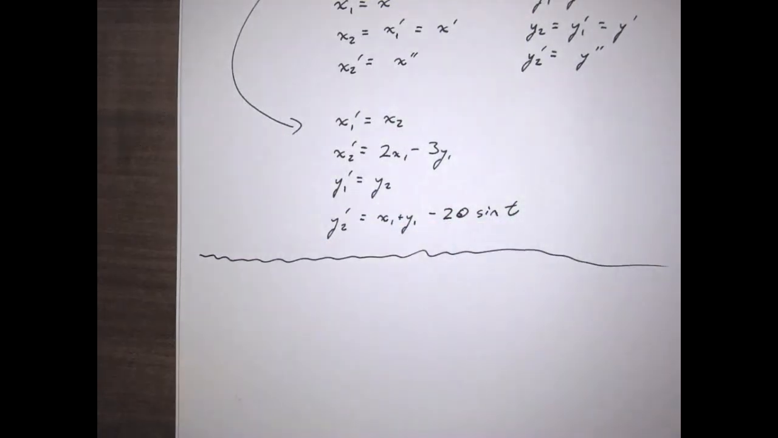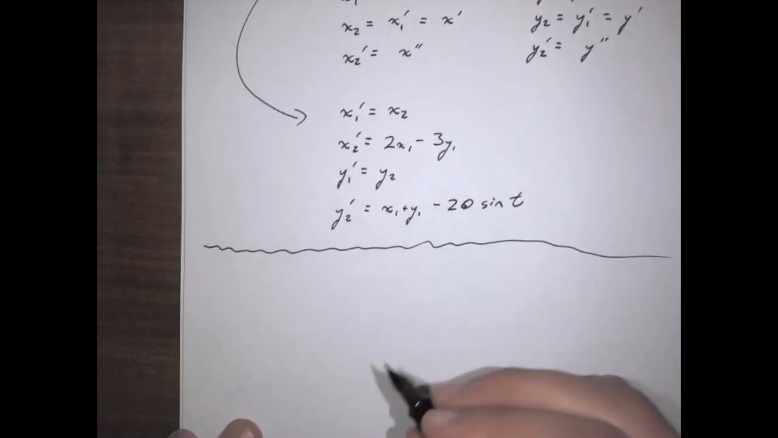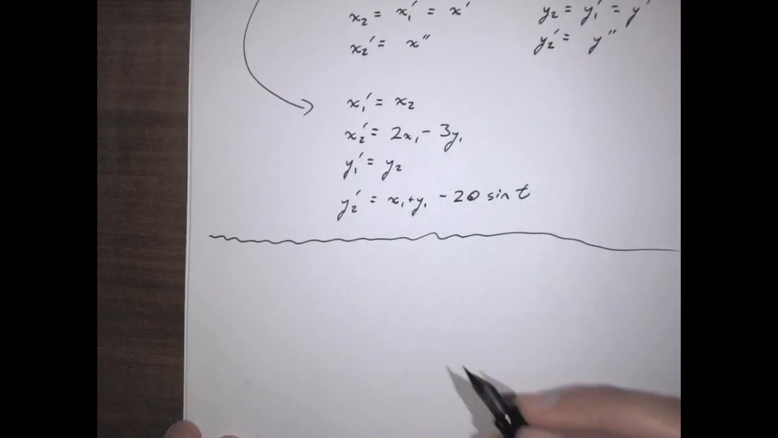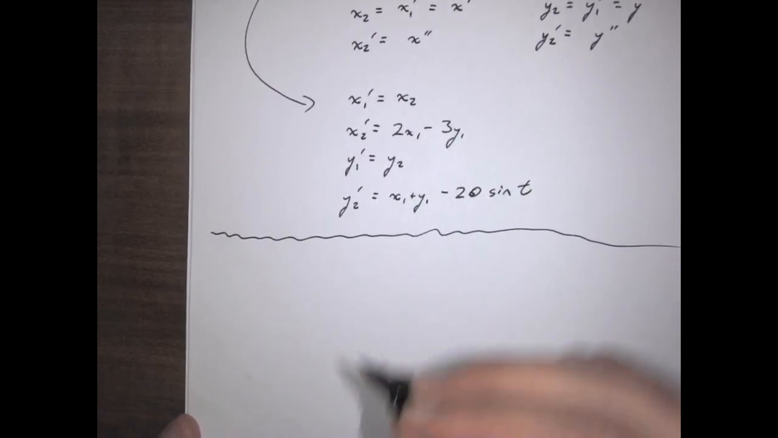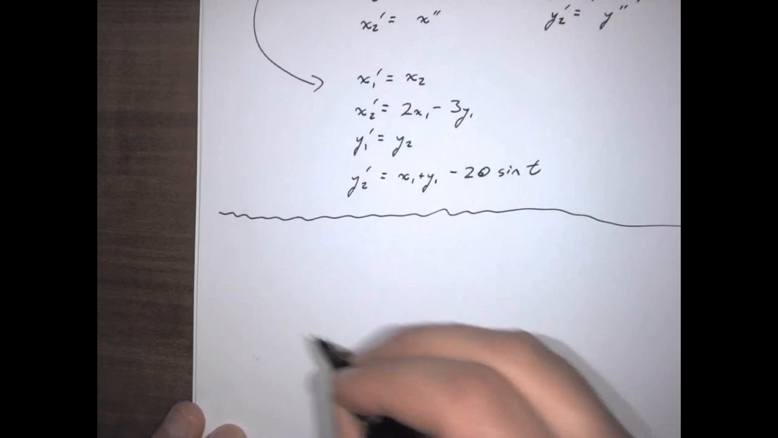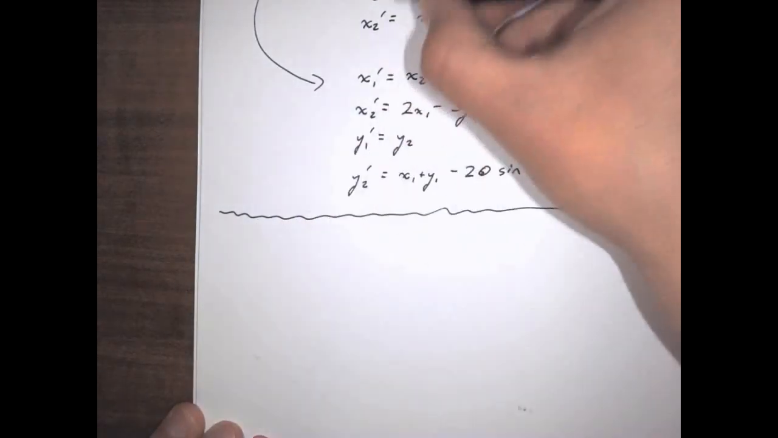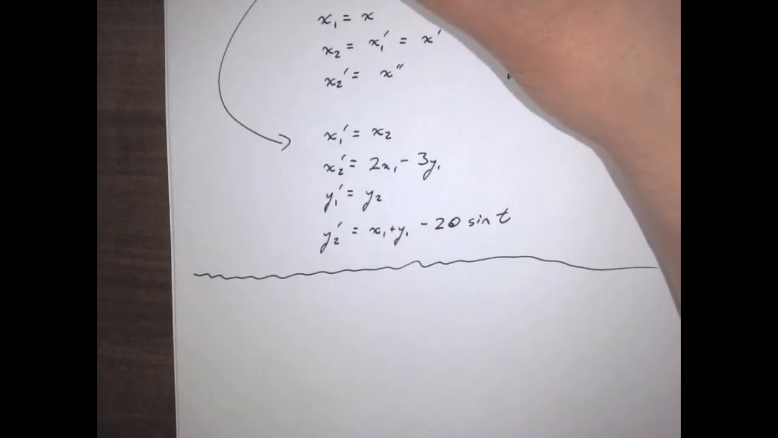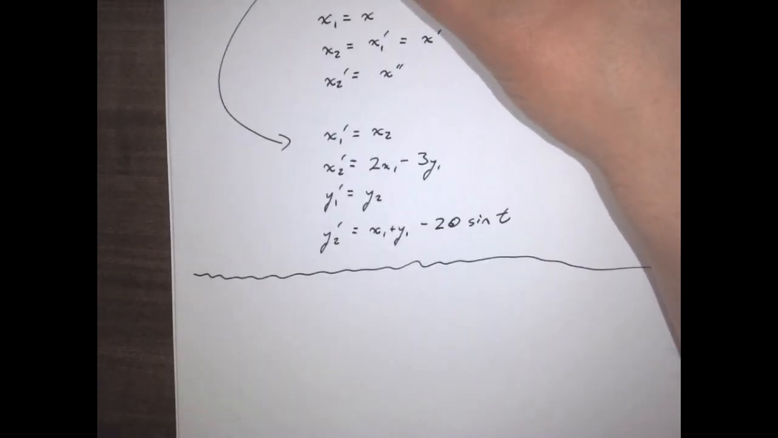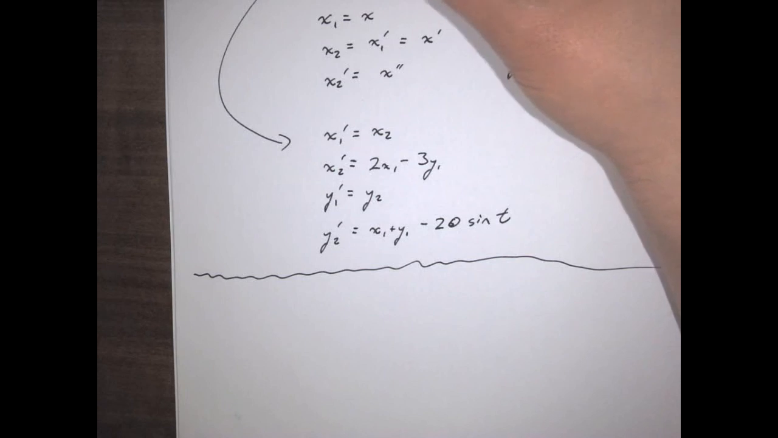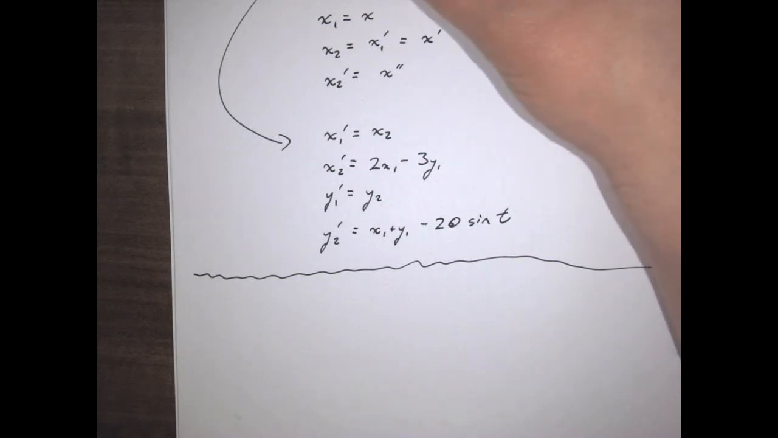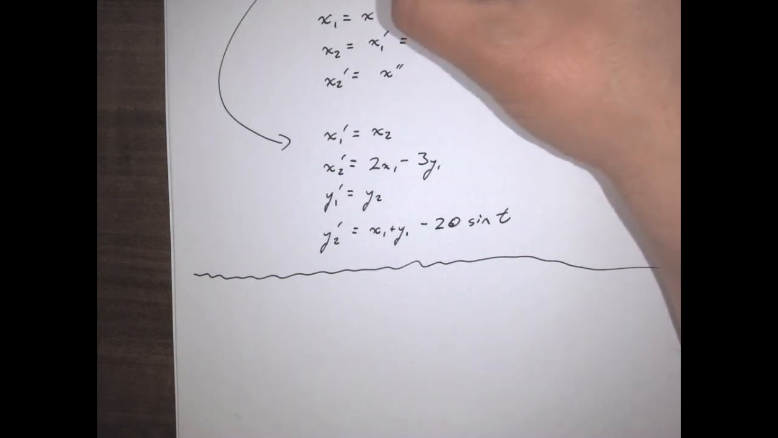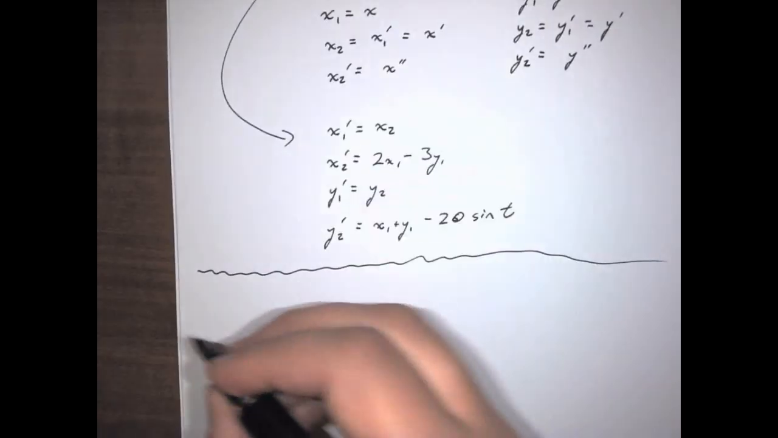Alright, so that is how we would convert a system of higher than order 1 into a bigger system of that lower order. Basically, whatever the order of the equations was, that's how many new variables we're going to have to add. So order 2 means we're going to have 2 variables for x, and order 2 here means we're going to have 2 variables for y.